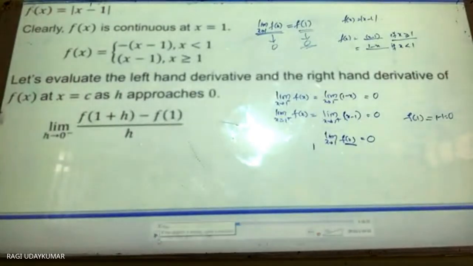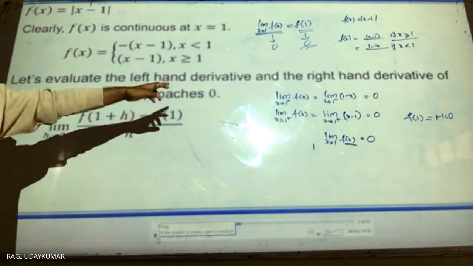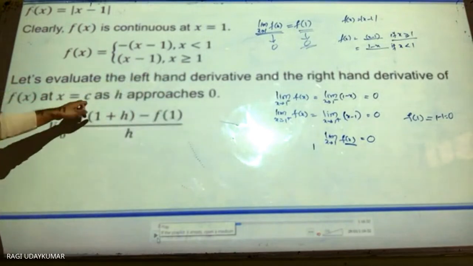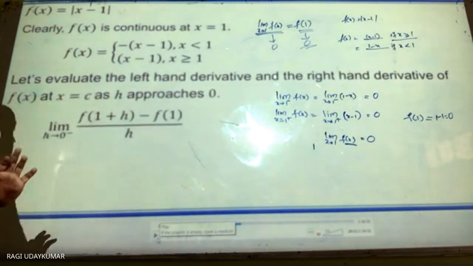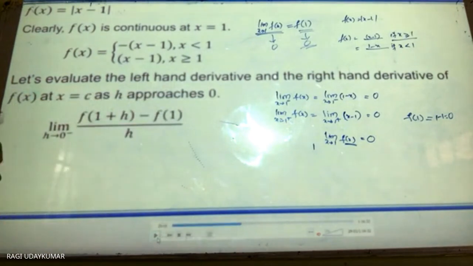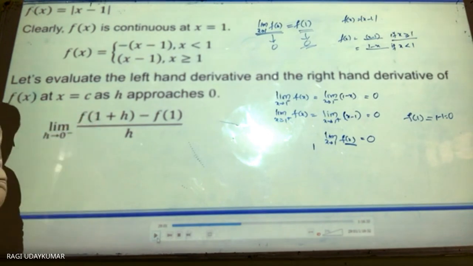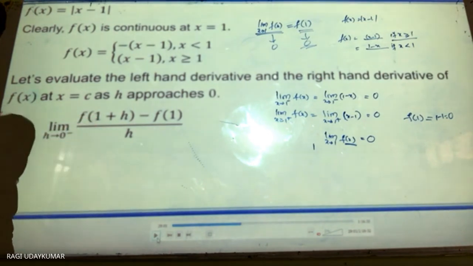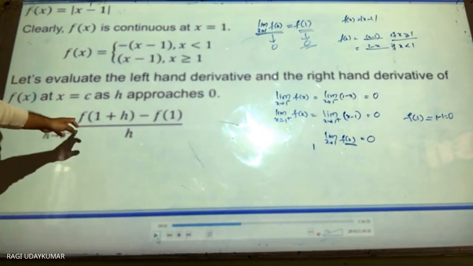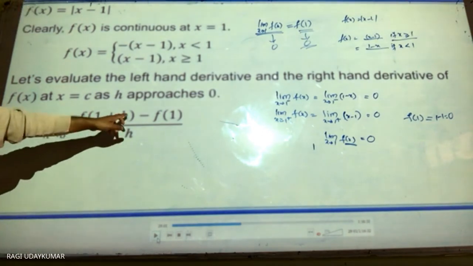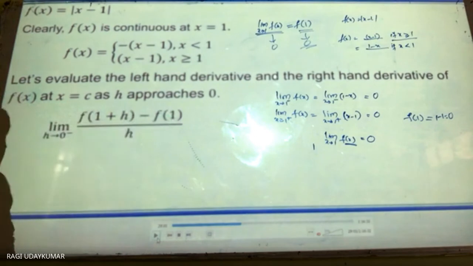So now what to do here? Differentiability, you have to check it. So let's evaluate the left hand derivative and right hand derivative of the function at x equal to c, approaching 0. So left hand derivative and right hand derivative you need to find out here. What is the formula for the left hand derivative? Limit h tends to 0 minus f of 1. Here we are finding at the place of 1, so you have to consider 1 plus h.